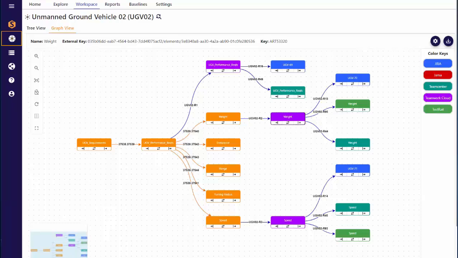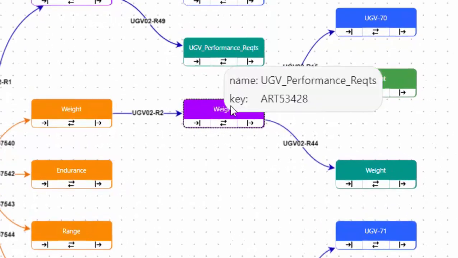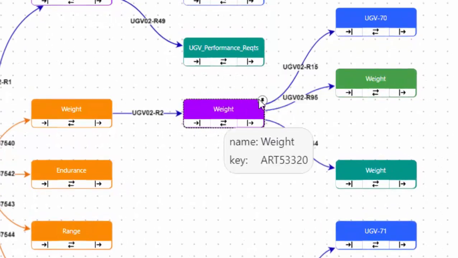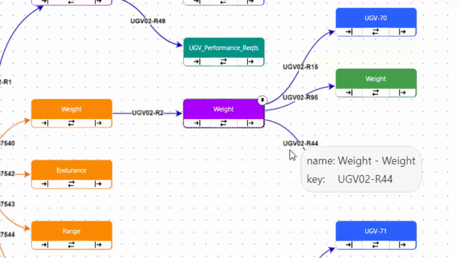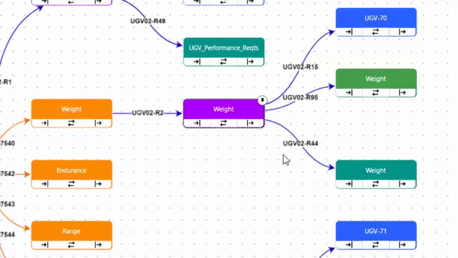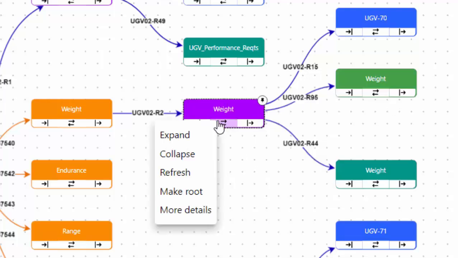If we hover over one of the symbols, we can click the pin icon in the upper right corner to lock this symbol in place. We also have several options if we right-click it. Expand, collapse, and refresh affect the immediate connections to the symbol. Make root reinitializes the Digital Thread Explorer starting from this element. And More Details opens the element in its native repository browser, if one is available and the user is authorized.